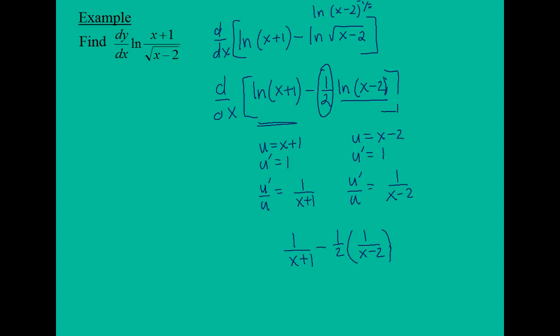And this all comes about remembering that the derivative of the natural log of g of x would be g prime of x divided by g of x. And that's the rule we applied here to find the derivatives.